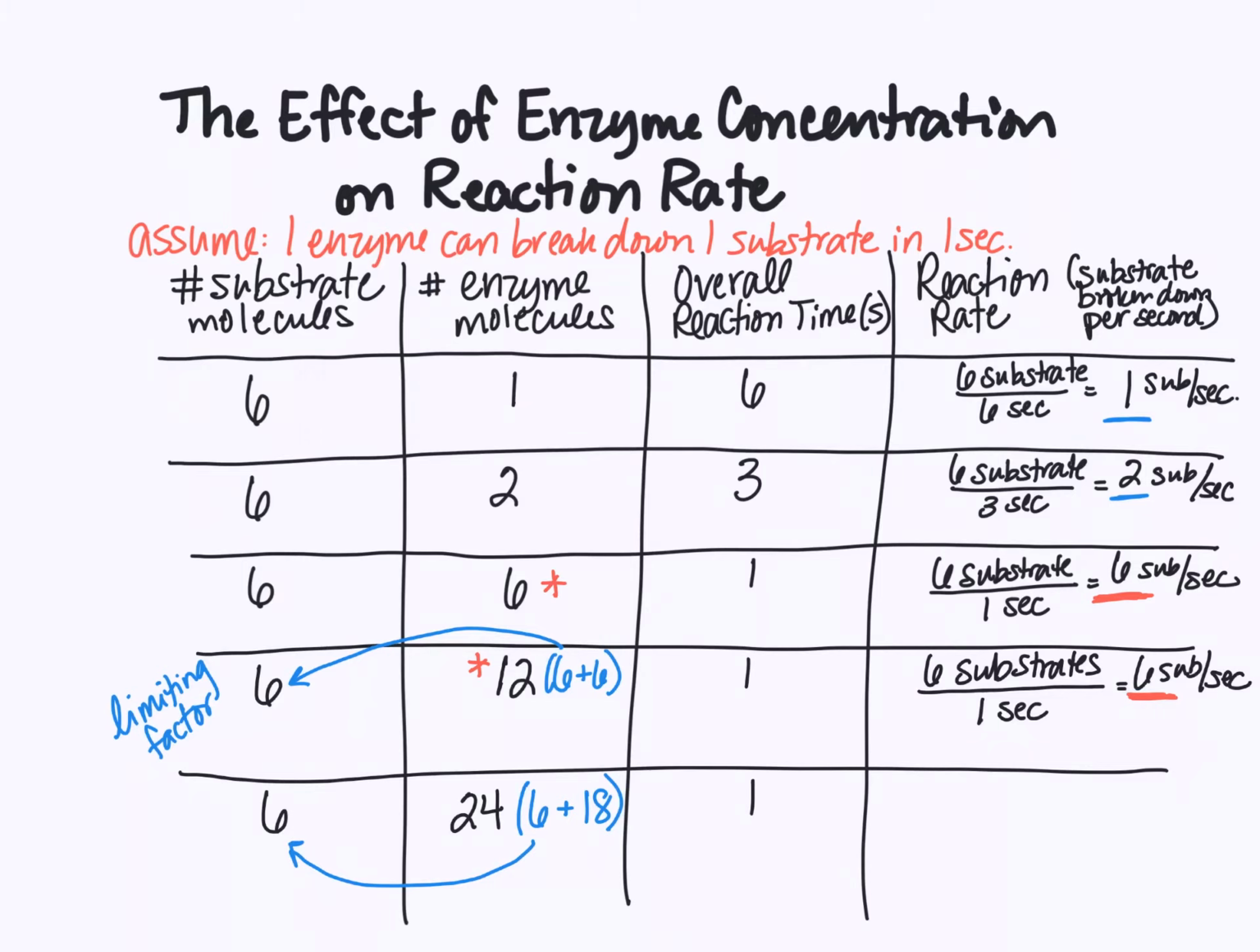And so once again, we end up with 6 substrates being broken down in 1 second for a reaction rate of 6 substrates per second. And so once again, our reaction rate has leveled off. It increased at first, but then it leveled off.